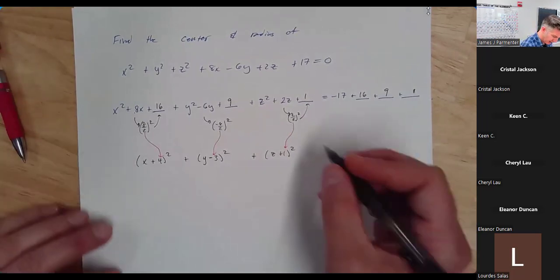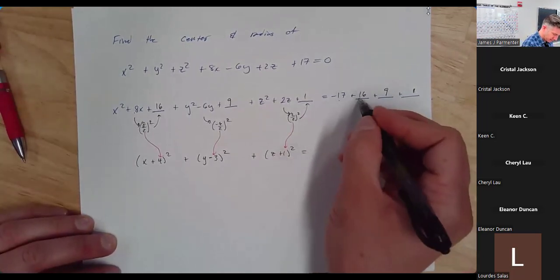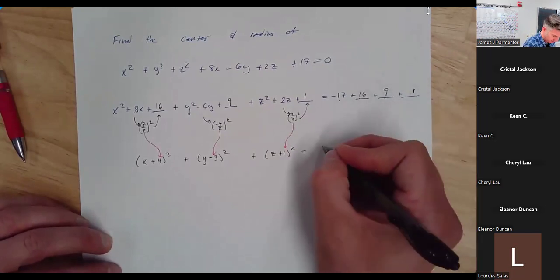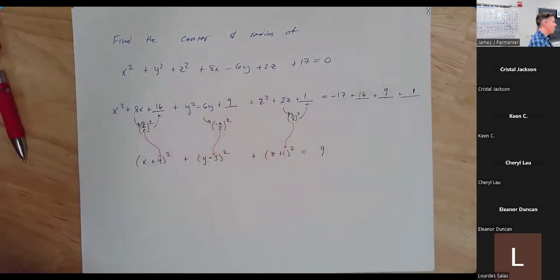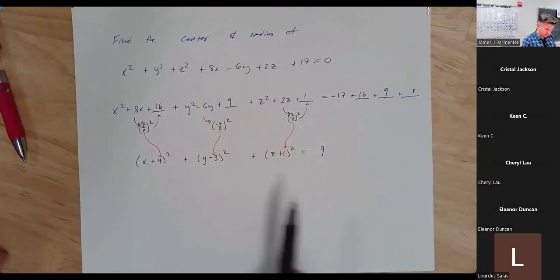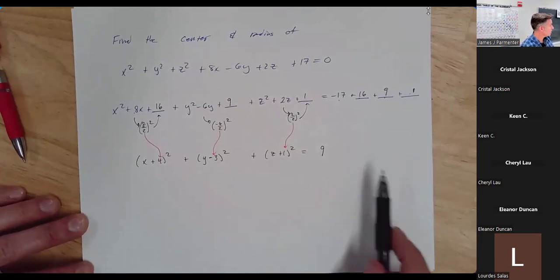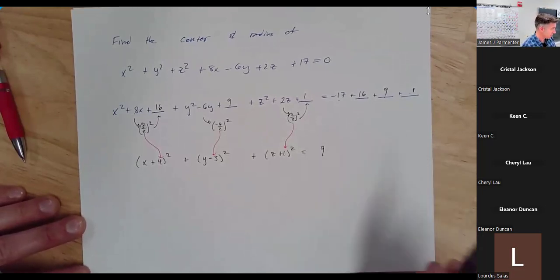On the right-hand side, we get negative 17 plus 16 is negative 1, plus 9 is 8, plus 1 is 9. Your right-hand side might not work out to be a nice perfect square, but it should always end up being a positive number. So if you're doing this and getting something squared plus something squared plus something squared equal to a negative number, double check your work, because it shouldn't be negative over there.